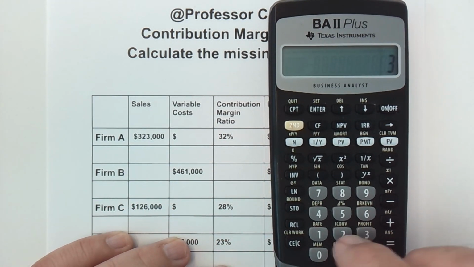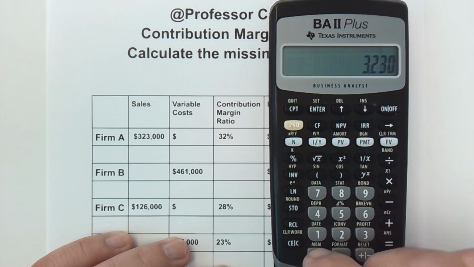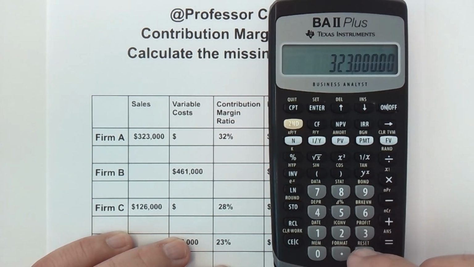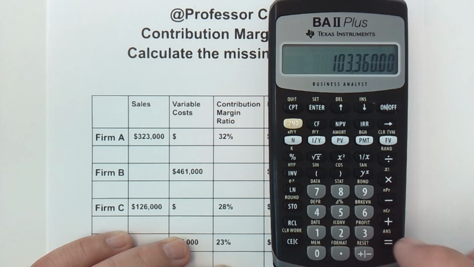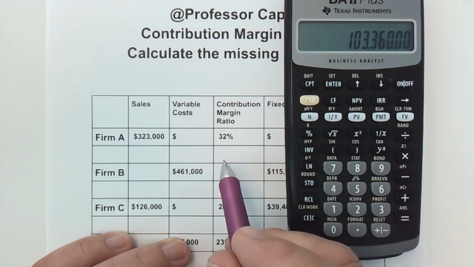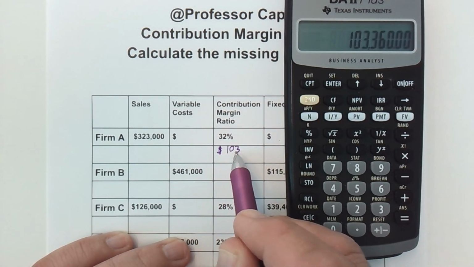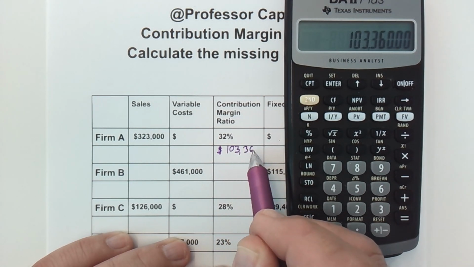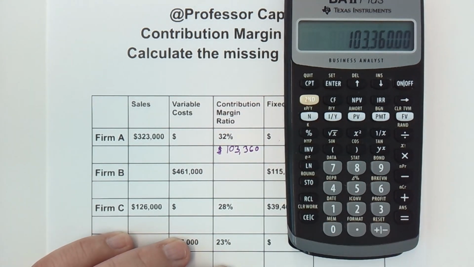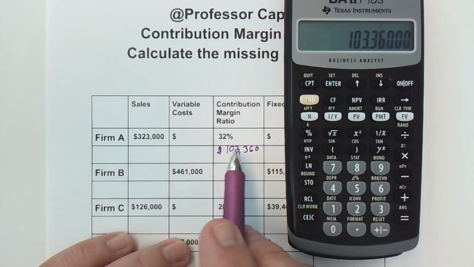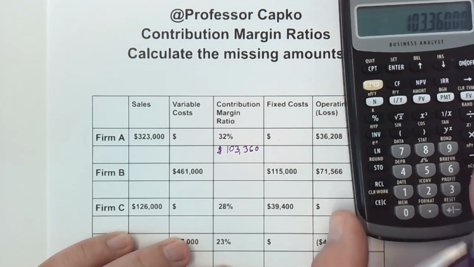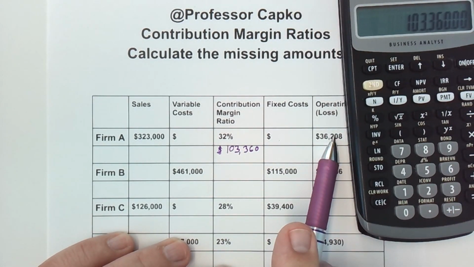So let's start with $323,000, and we're going to multiply it by 32%, which I'm going to put in as 0.32, and that gives us a contribution margin of $103,360. That's how much of these sales go toward our operating income.